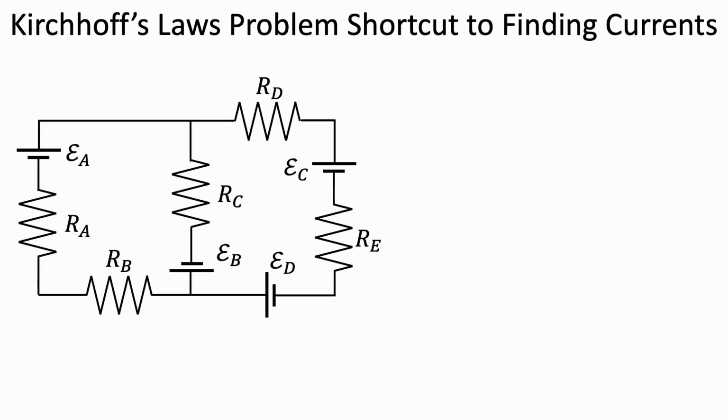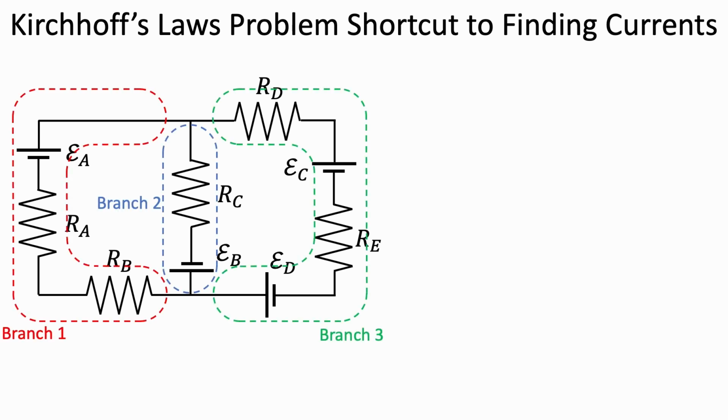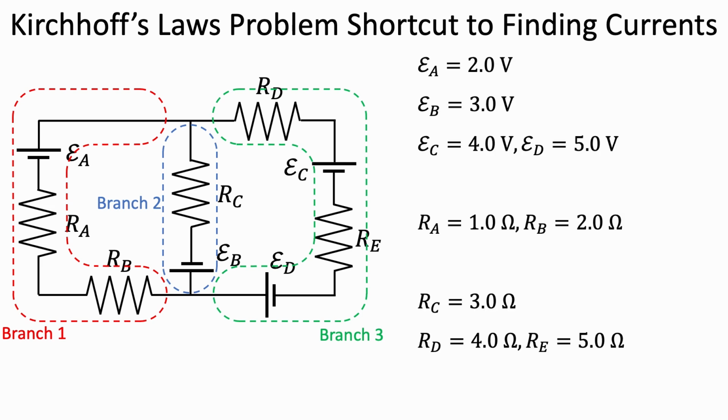Let's see how we can use the shortcut equations to find the 3 unknown currents in this circuit. Notice how this circuit has 3 branches, which means that we can use the shortcut. We'll assume these values for the EMFs, or voltages, of the 4 batteries and the resistances of the 5 resistors. Let's begin with the battery in branch 1.